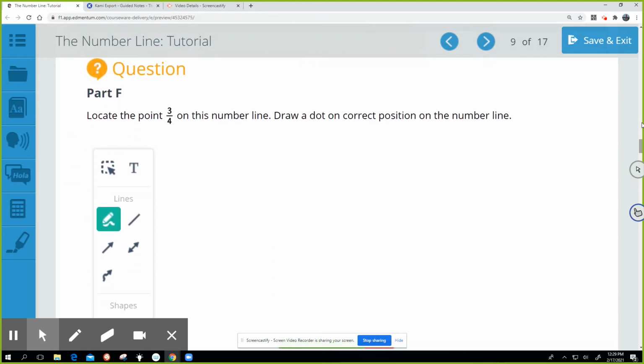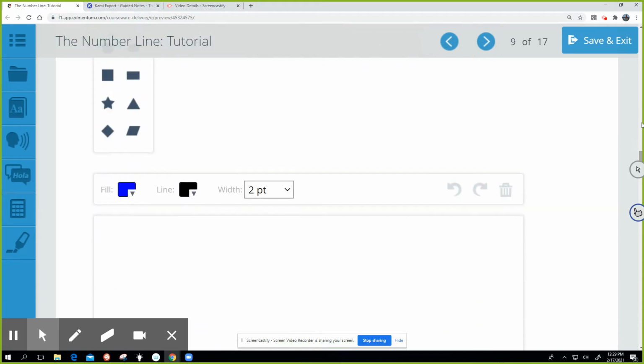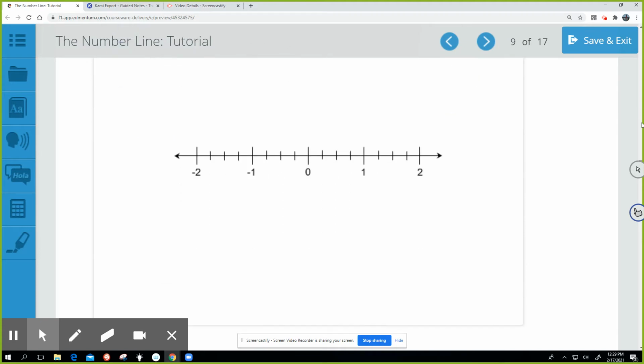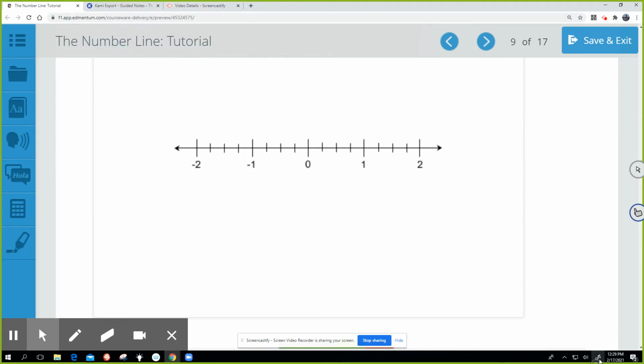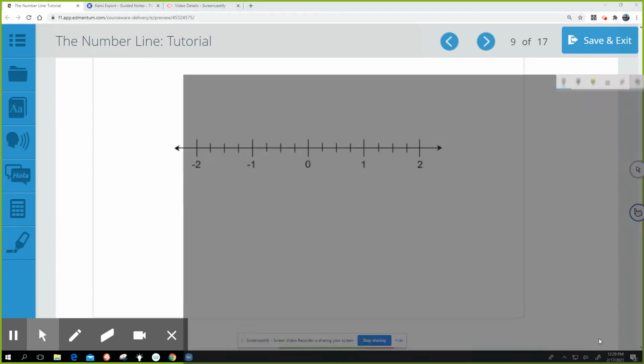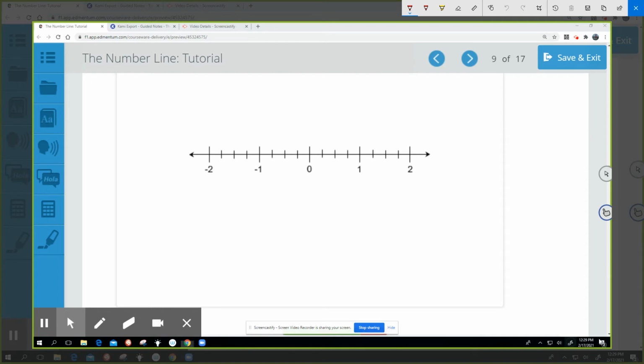Part F says locate the point 3/4 on this number line and draw a dot on the correct position on the number line. So my number line's right here, and they already have it divided for me into fourths. So 3/4 doesn't have any whole. It's 1, 2, 3/4. That's a positive 3/4 right there. Go ahead and mark that on your number line and then hit submit.